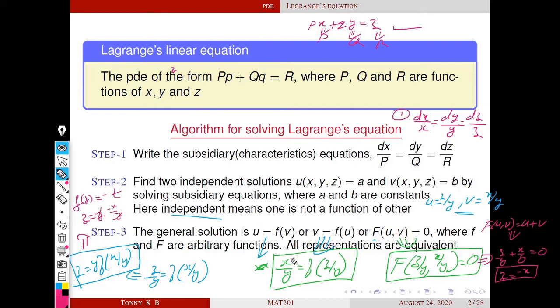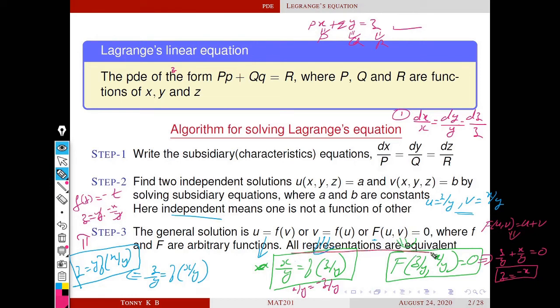Similarly, you can generate the same surface using this representation. For which function f? Yes, here also f of t equal to minus t. Then this becomes x by y equal to minus z by y. So z is equal to minus x. So this is one interesting property of these representations.